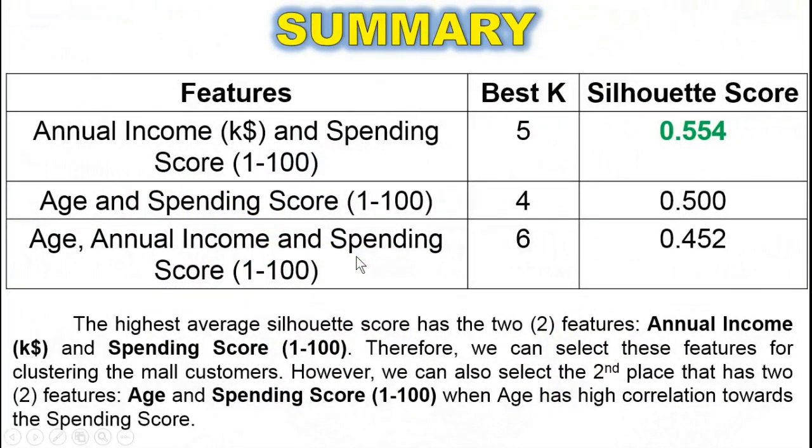This is the summary of the 3 sample selected features. The highest average silhouette score has 2 features, annual income and spending score. Therefore, we can select these features for clustering the mall customers. However, we can also select the second place that has 2 features, age and spending score, when age has high correlation towards the spending score.